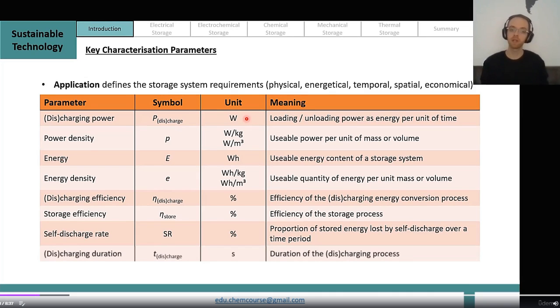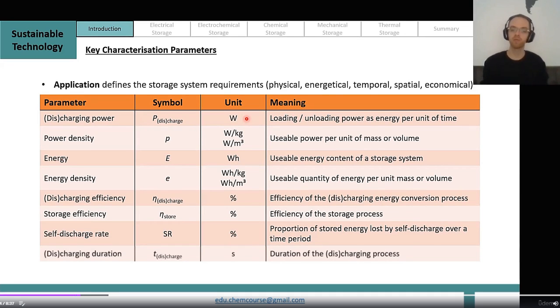Then we do have something like the so-called power density. This is a typical way of how these values are given. They are given as a density value, so more or less as a normalized value per unit mass or per unit volume. This basically simply helps to account for the weight of energy storage, or more notably for the volume of energy storage, which is needed to obtain a certain amount of usable power.